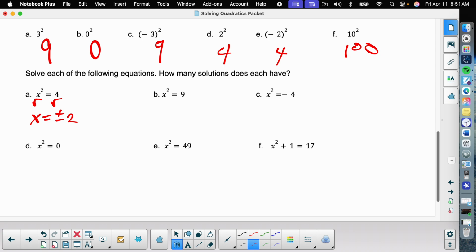19. Nobody. You'll go? 17. Let's go to a little bit harder one. C. C. Yes. Square both sides. Square root both sides.